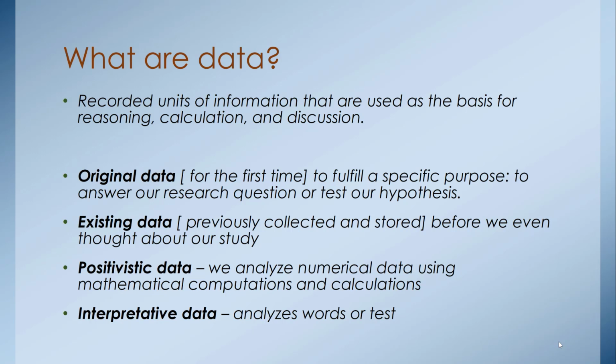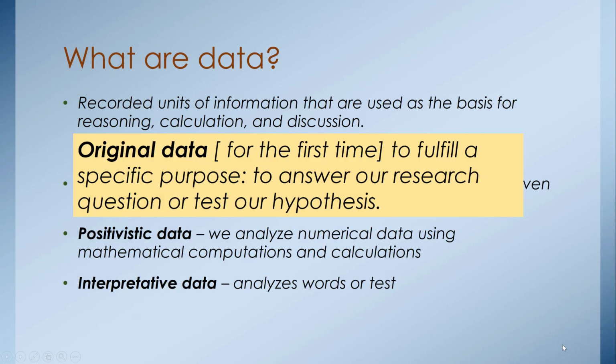Existing data is when previously collected and stored information is used to answer a new research question. This has been done even before we thought about our research study or put together a proposal or a plan. This data was collected for another purpose and then stored, so we can use that. Positivistic data is where we look at numerical data using mathematical computations and calculations, and interpretive data analyzes words or text. That should be text, not test.